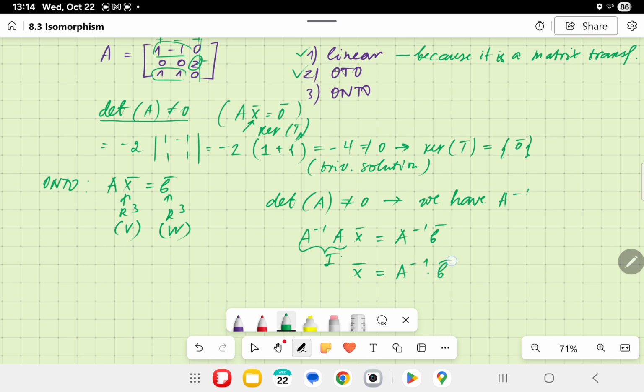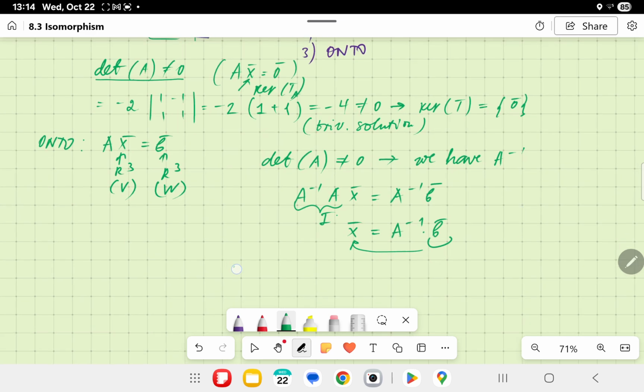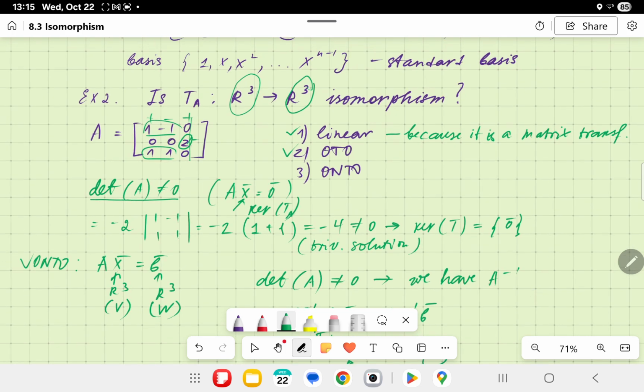So guys, what we can say is that for any vector b, we can find this vector x by multiplying b by the inverse, which we know exists because the determinant is not equal to 0. And that's going to be the vector. So x will produce b. If somebody gives you b, you will always find x which is producing that b. And that means that it's onto. So this matrix transformation is an isomorphism. We checked all the conditions.